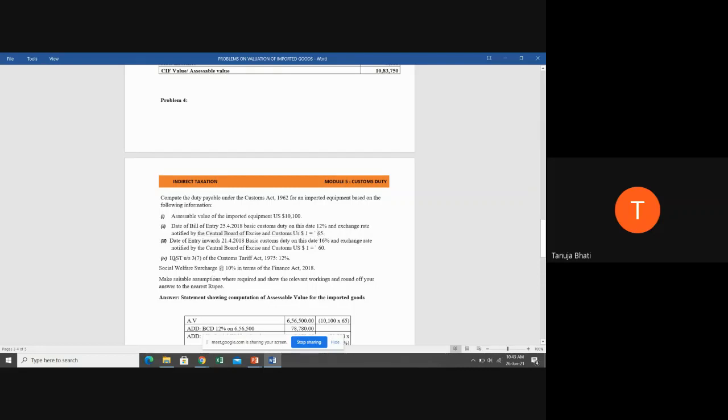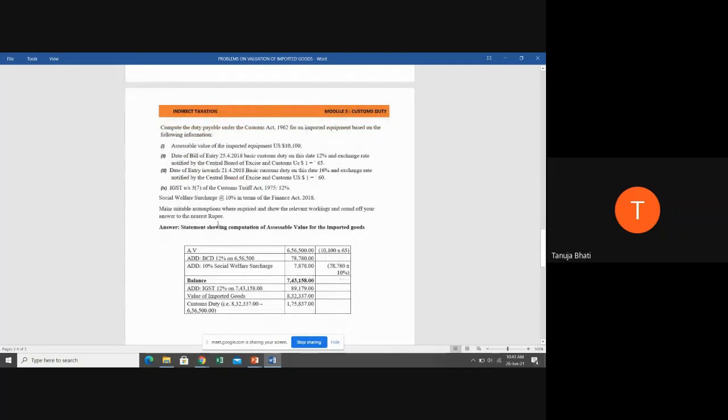Next, IGST under Section 3, subsection 7 of Customs Tariff Act 1975 is 12%. Social welfare charge is given as 10%. They're telling us to make suitable assumptions where required, show the relevant working and round off your answer to the nearest rupee. So if it is coming in decimal point, just round it off to the nearest rupee. Now we have to compute the duty payable.